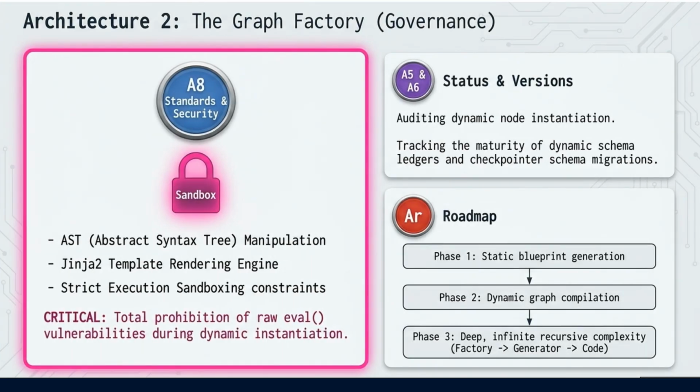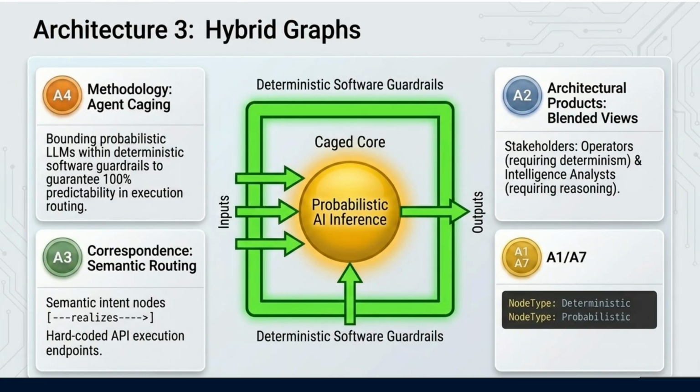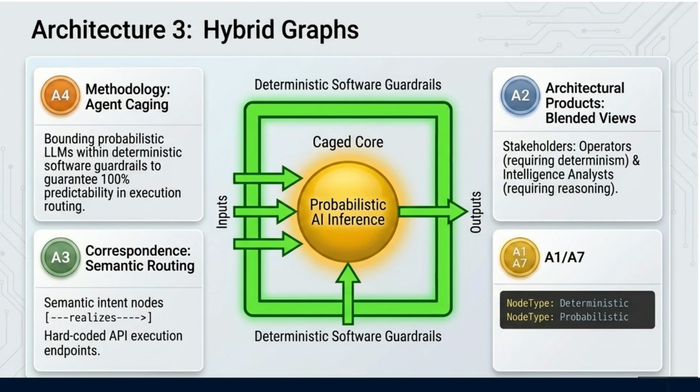Governance for the Graph Factory emphasizes standards and security through sandboxing, abstract syntax tree manipulation, and a critical prohibition of raw eval vulnerabilities during dynamic instantiation. Architecture 3 introduces hybrid graphs, utilizing agent caging. This methodology bounds probabilistic LLMs within deterministic software guardrails, guaranteeing 100% predictability in execution routing.